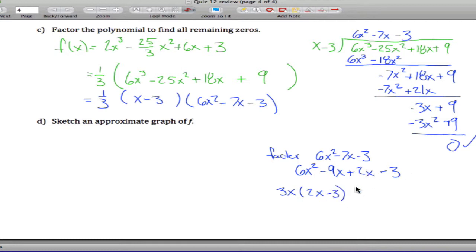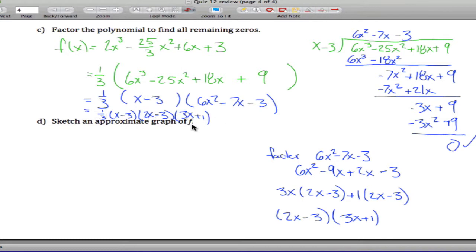Now you look at these next two. You want to be left with 2x plus 3, but you got to pull something out. Well, I already have a 2x plus 3, so let's just pull out a positive 1 as a placeholder. Now I got two terms that both have a 2x minus 3 in them. So I'll factor that out. You get 3x plus 1 left over. What I'm saying is this polynomial factors to 1/3 times x minus 3 times 2x minus 3 times 3x plus 1.